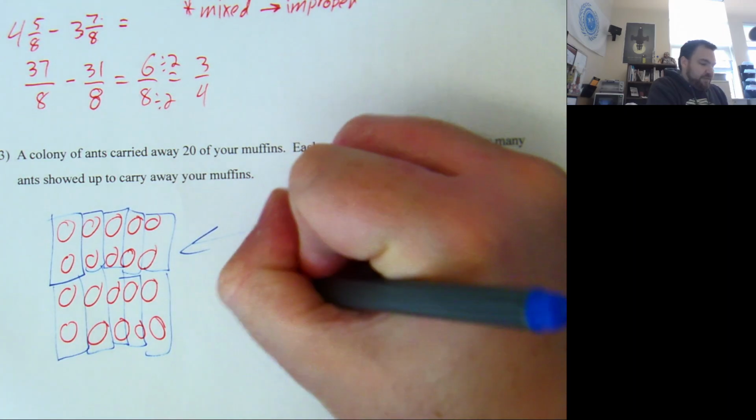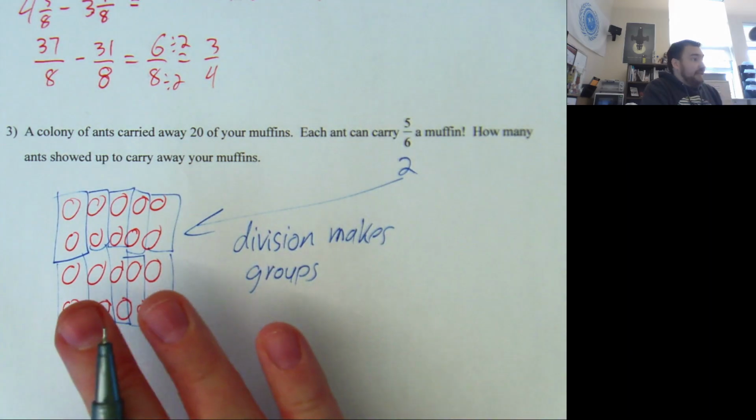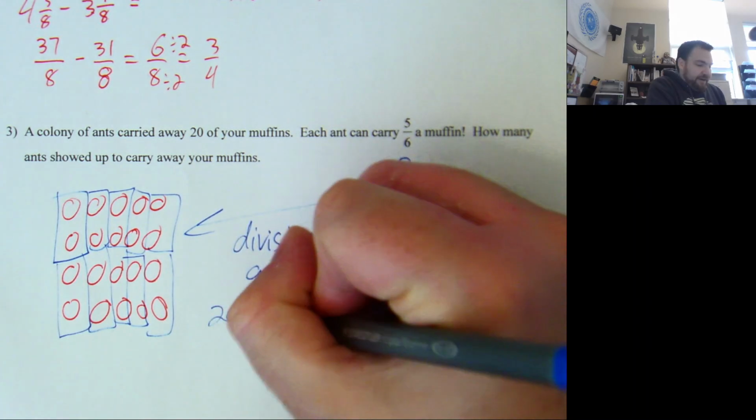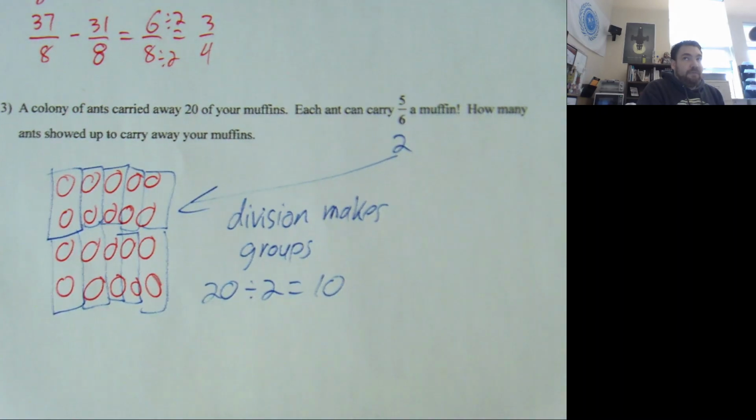Division makes groups. So the other way I could have done this, instead of drawing it out, I could have said, okay, well, what's 20 divided by 2? Well, of course, that's going to be 10. That's what I was going to say.